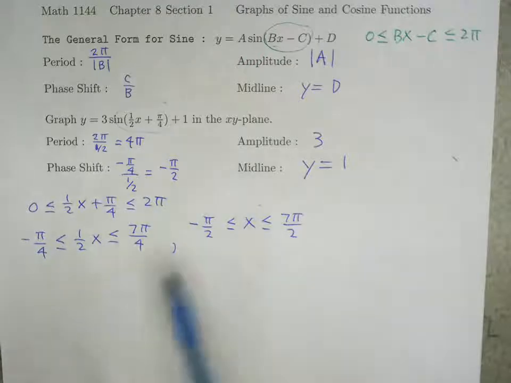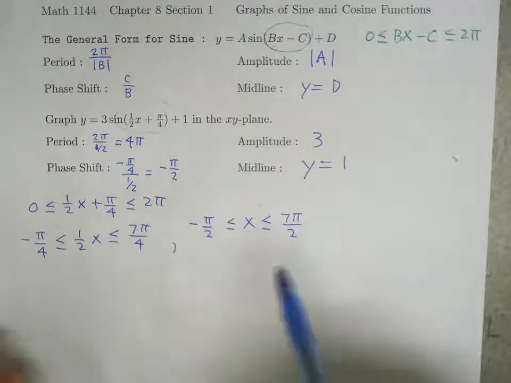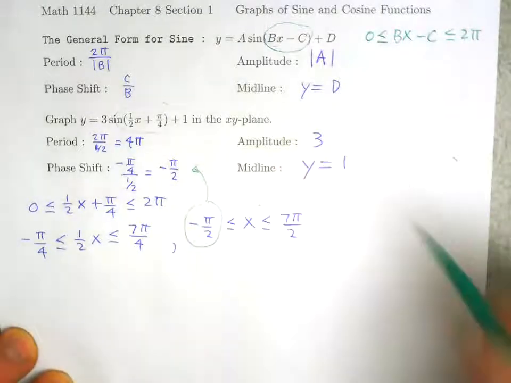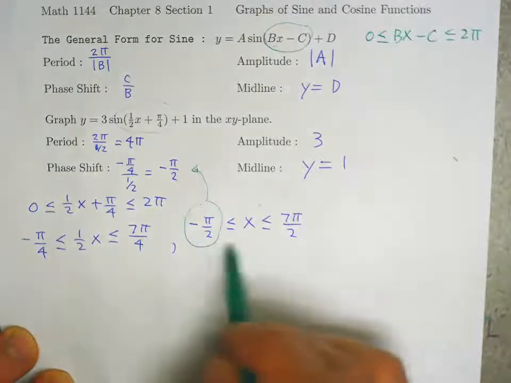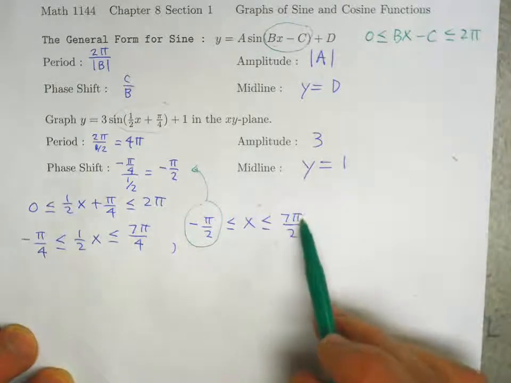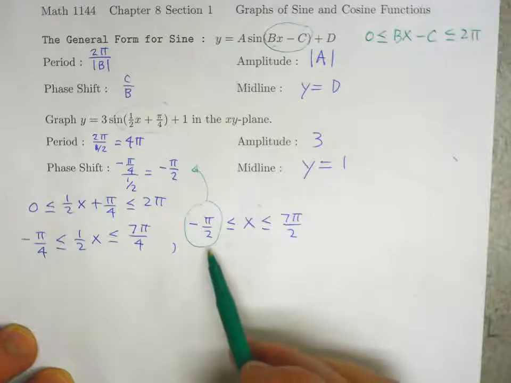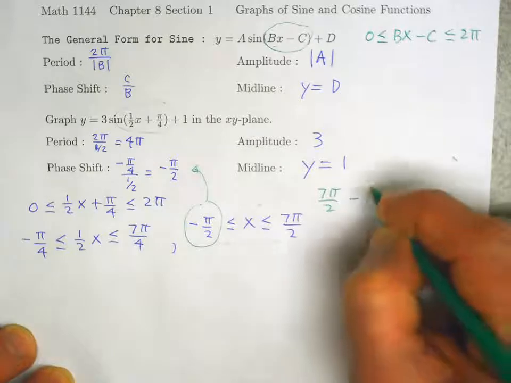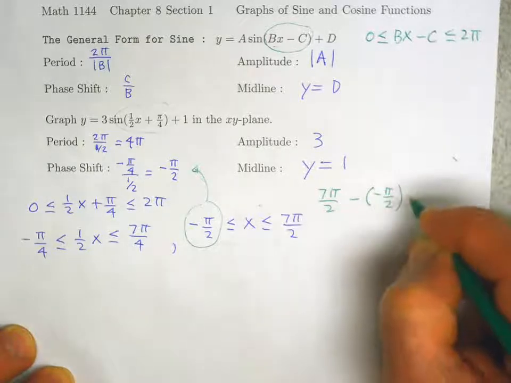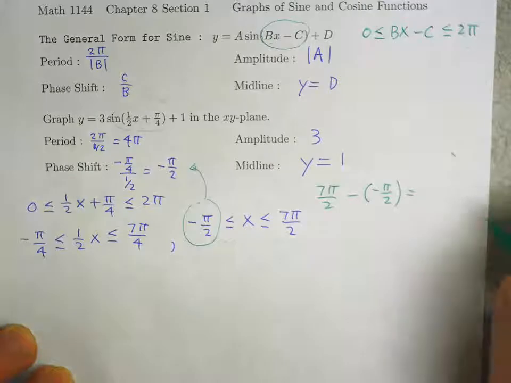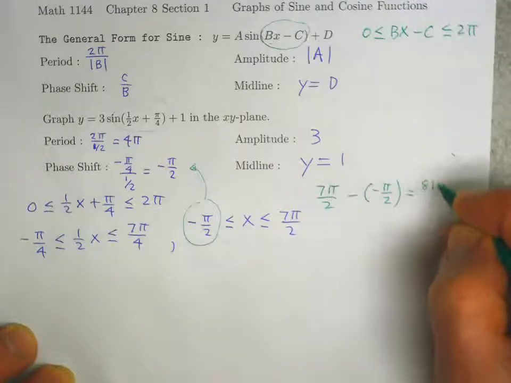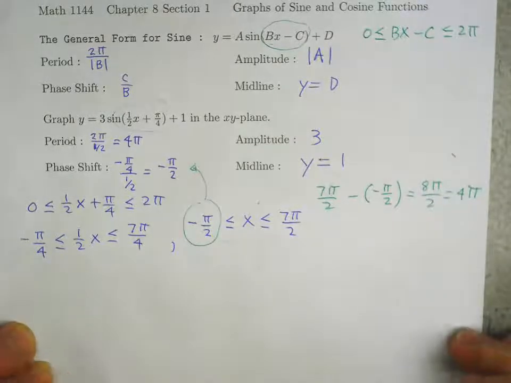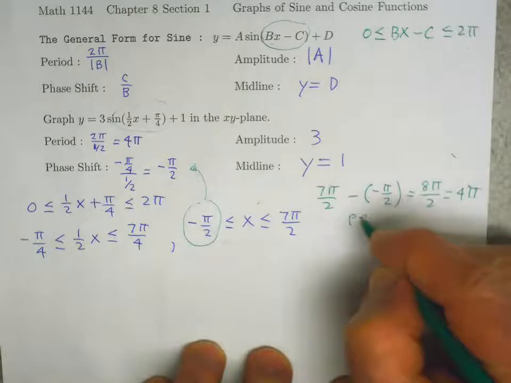Okay, so just as we determined earlier, the phase shift is negative pi over 2. And the length of the interval is 4 pi because 7 pi over 2 minus negative pi over 2. I guess I can write that. 7 pi over 2 minus negative pi over 2 is 7 pi over 2 plus pi over 2, or 8 pi over 2, which is 4 pi. So that's the period.